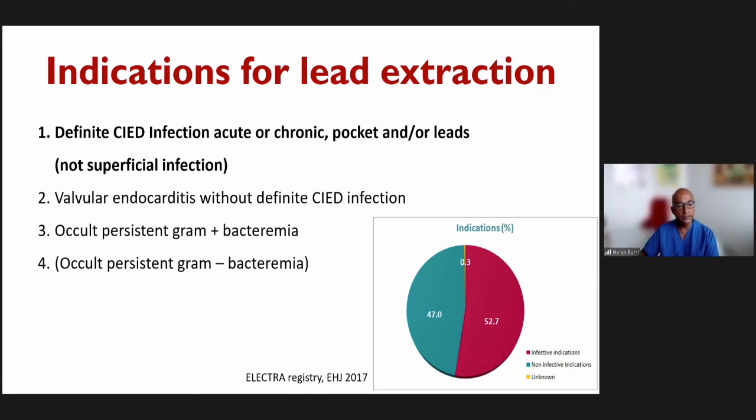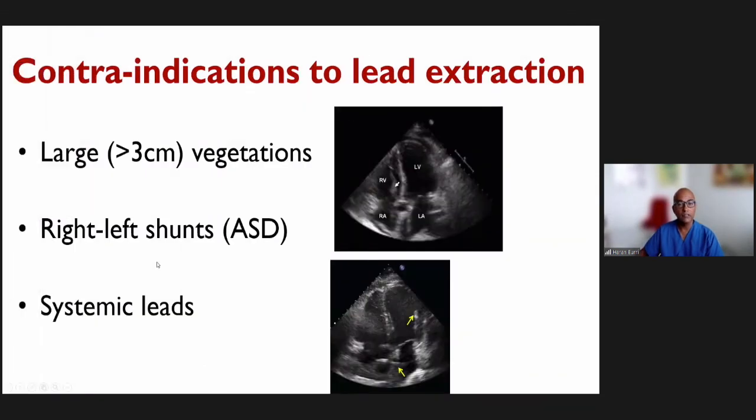Another indication is valvular endocarditis without any visualization of vegetations on the leads. But bear in mind that even with transesophageal echo, you don't see the entire course of the leads. You don't see what's going on in the innominate vein, for instance, or the superior vena cava up to a certain level. And you need to consider that your device is also infected. More difficult indications are occult persistent gram-positive or gram-negative bacteremia, even though there's no other evidence of infection. Well, then you need to consider taking out the device with the leads.